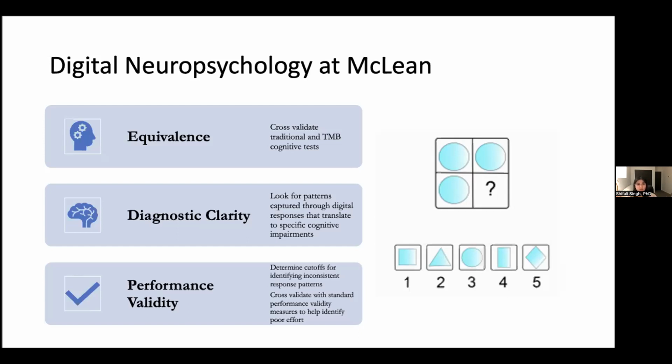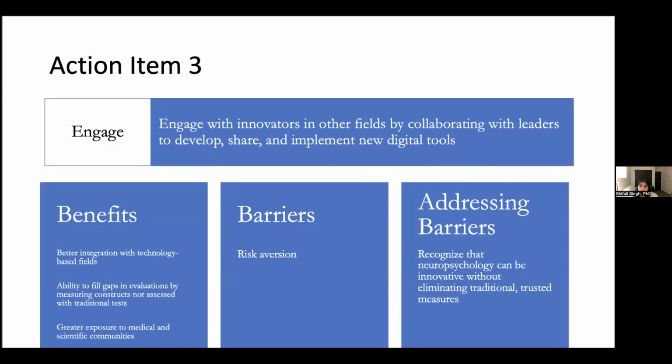Because I think a real strength of using digital tools is their ability to better assess performance validity, because they can measure reaction time and fluctuations in reaction time much, much better than we can. And they might be more predictive of variable attention or engagement than we are currently. And then finally, the third action item would be engaging with innovators in other fields by collaborating with leaders to develop, share, and implement new digital tools.